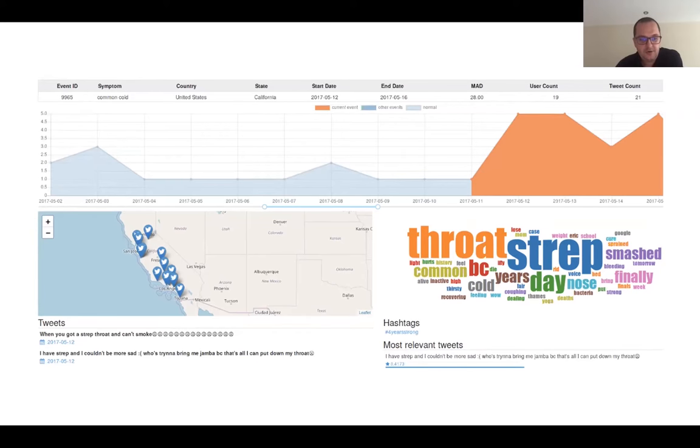Then you have a collection of tweets that we display. There are more, but for this particular presentation, I had to crop the image. There is a word cloud, which may be interesting to give you more confidence and an idea of what people are talking about in this particular event. And then we also compute the most relevant tweets for this particular event.